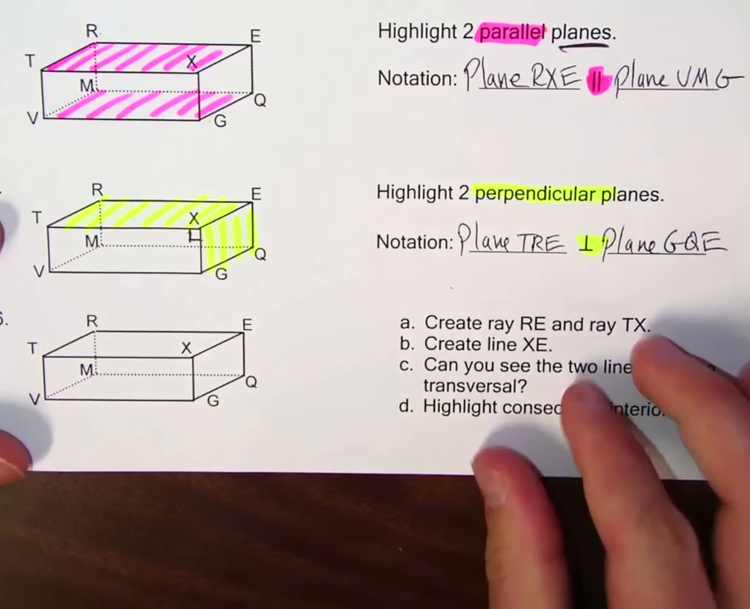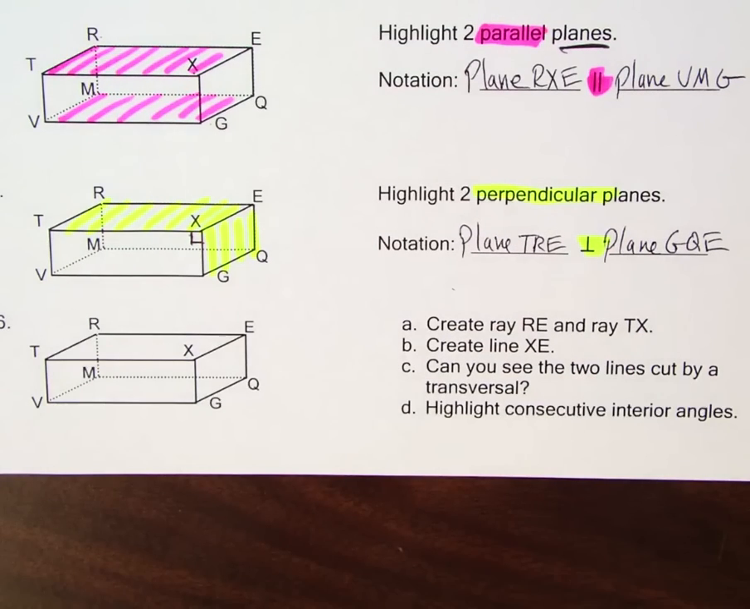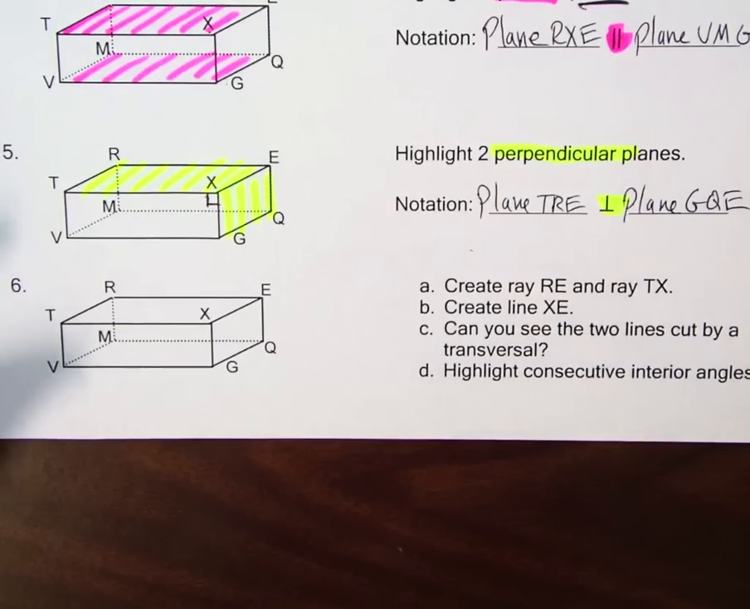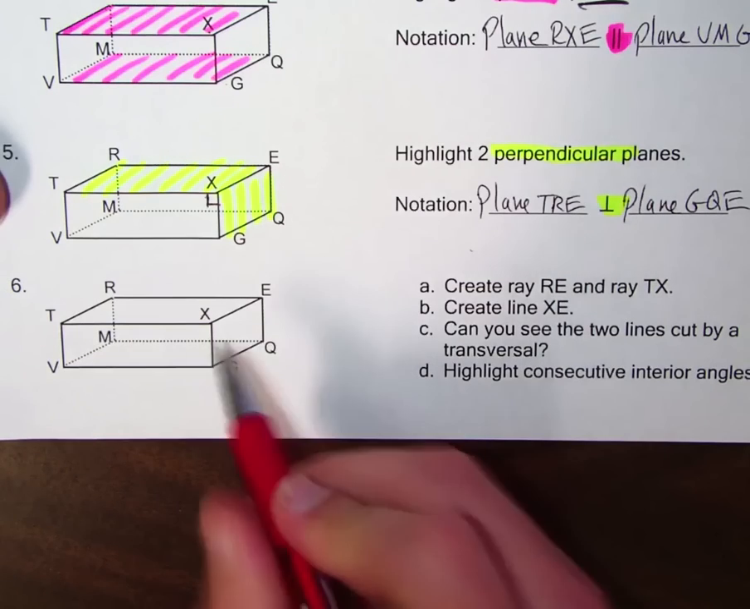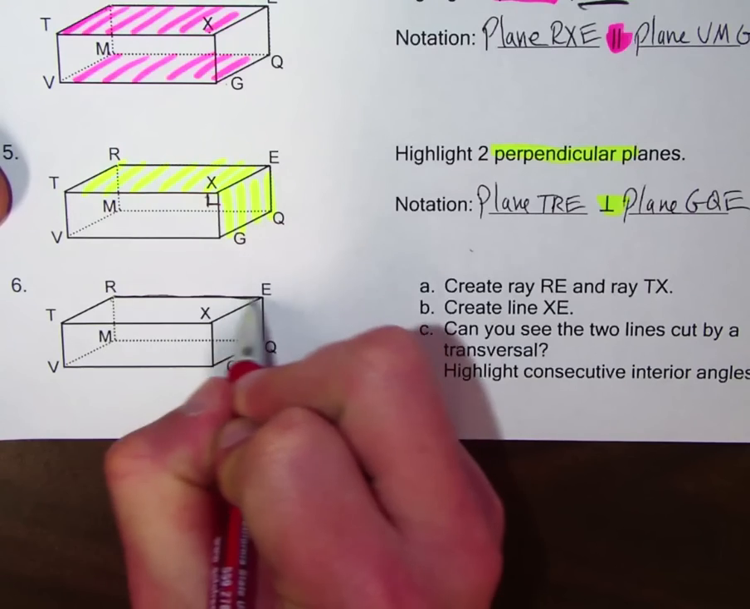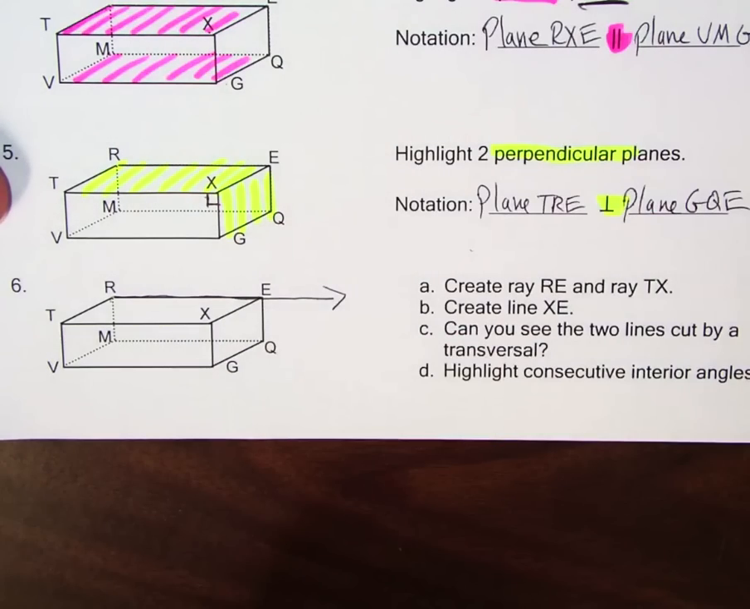Can you have skew planes? That's a really good question. Think about that one. We'll come back to it in the lesson. We're going to go down now and look at the last one. We want to create a ray RE. Okay, well, where's RE? Here it is. So starting at R and going through E, that would be ray RE.